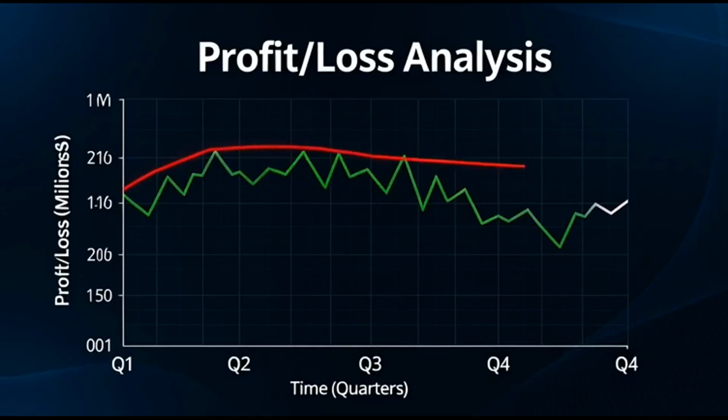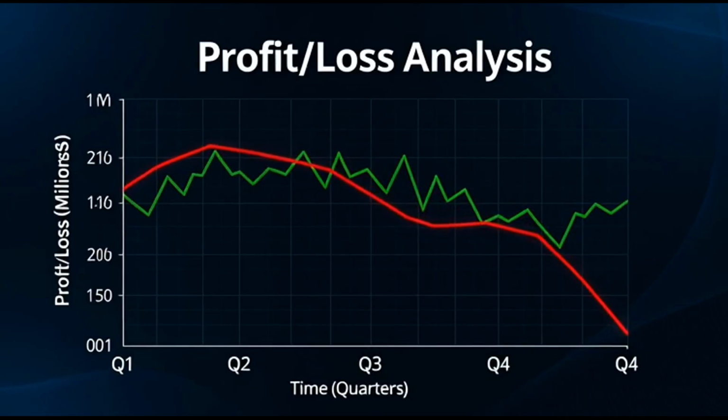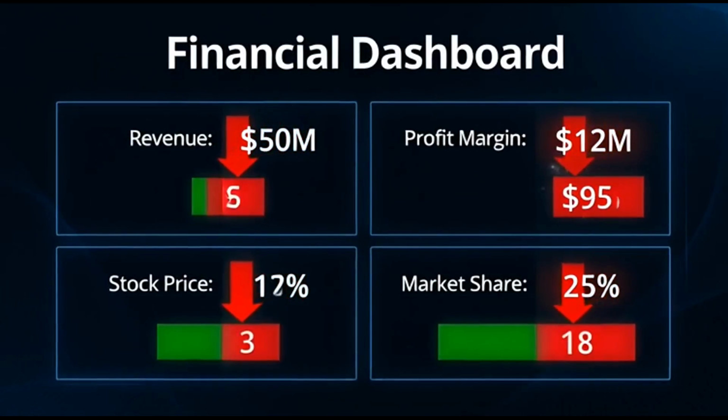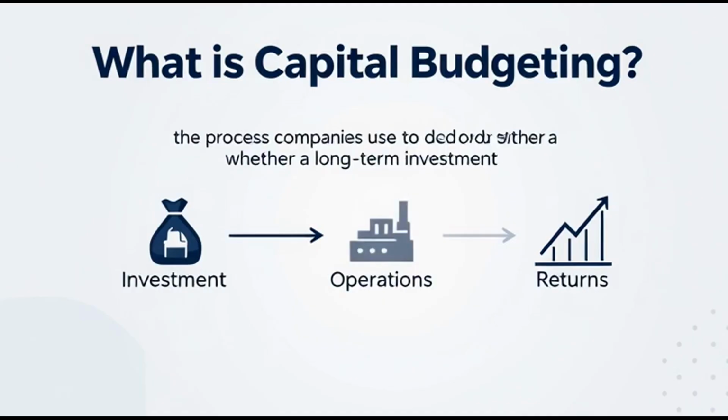What if one wrong investment decision could cost a company millions? Capital budgeting is the process companies use to decide whether a long-term investment is financially worthwhile.